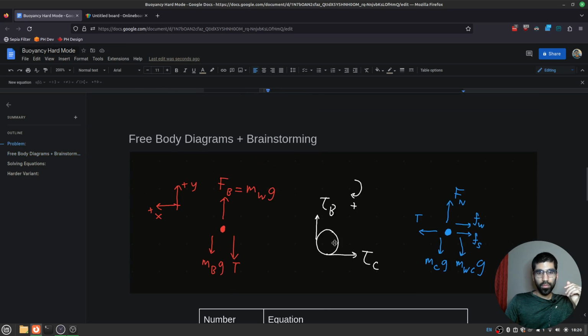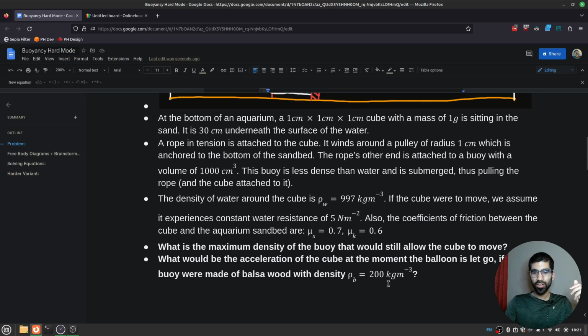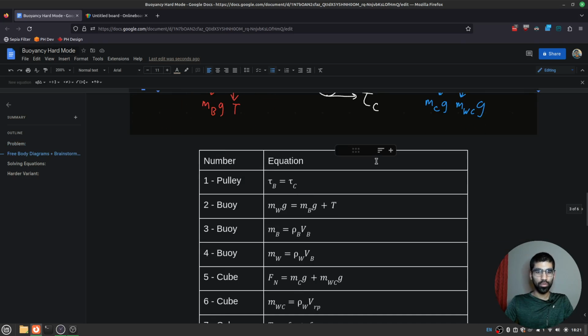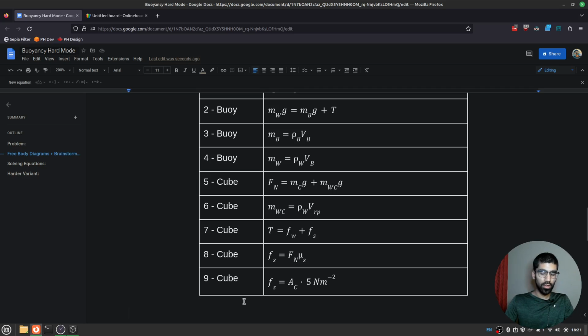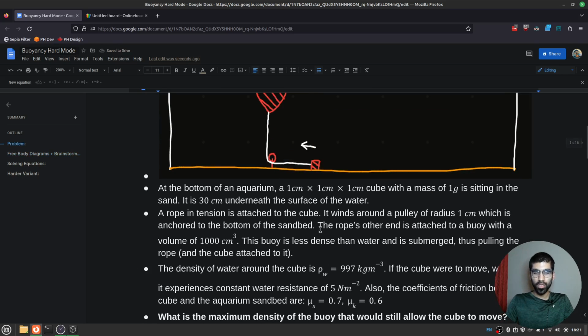Alright, now you might already see a few problems here, the biggest one being that some of these are in standard units like kilograms and cubic meters, whereas others are in centimeters or grams, and I really dislike that. Personally, I find it really easy to make mistakes when that happens, so I'm going to convert all of these constants to the units I want first. So, converted constants, let me just make a list of those before I do anything else.